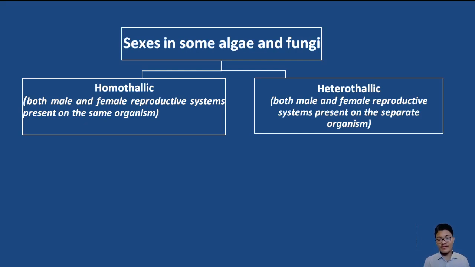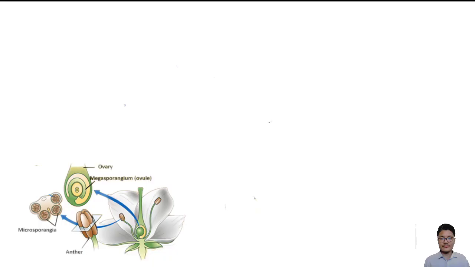So both male and female reproductive systems are present on separate organisms.